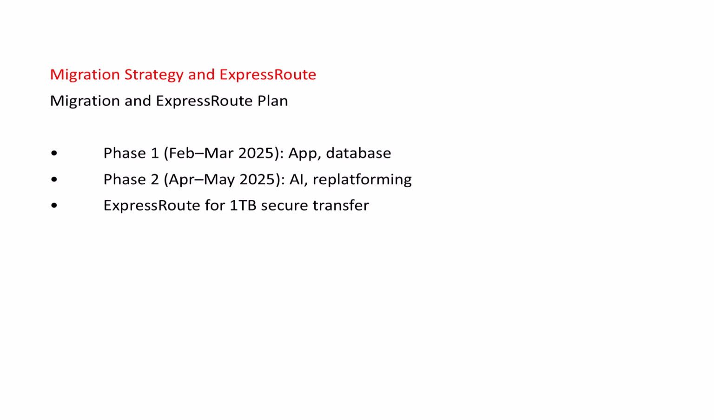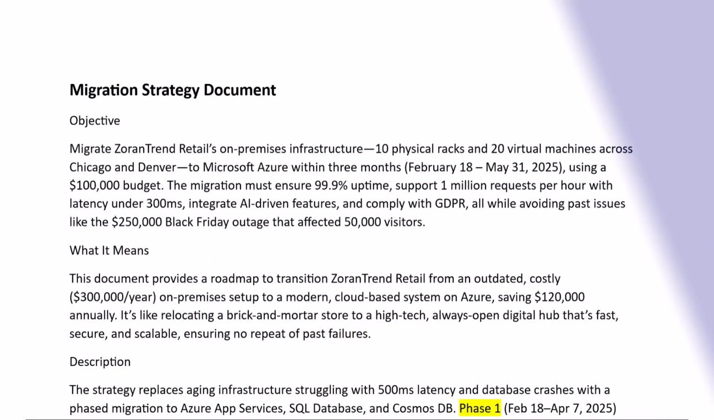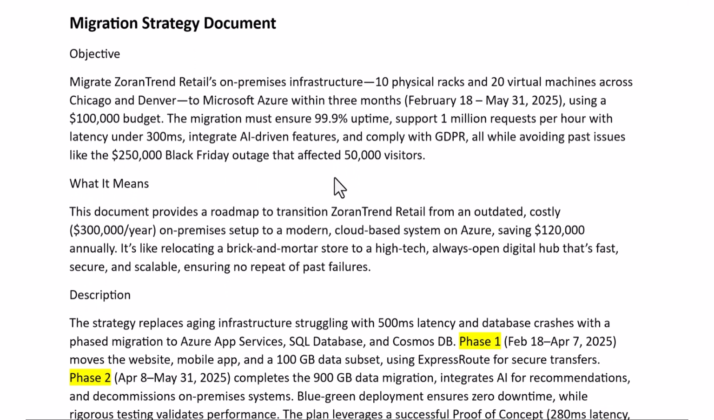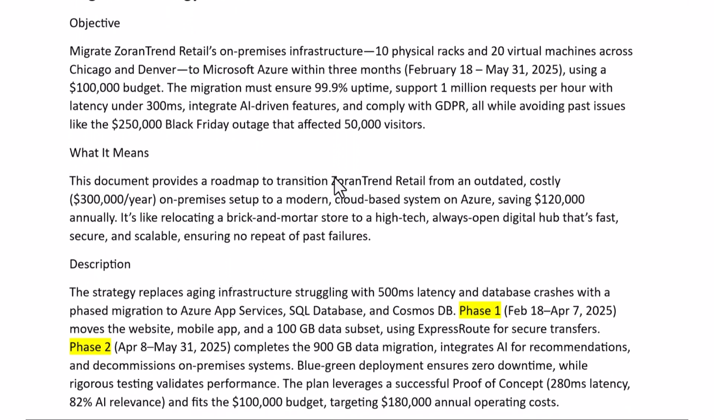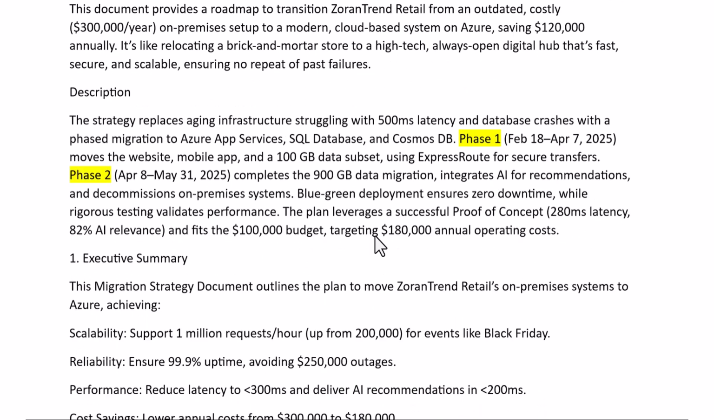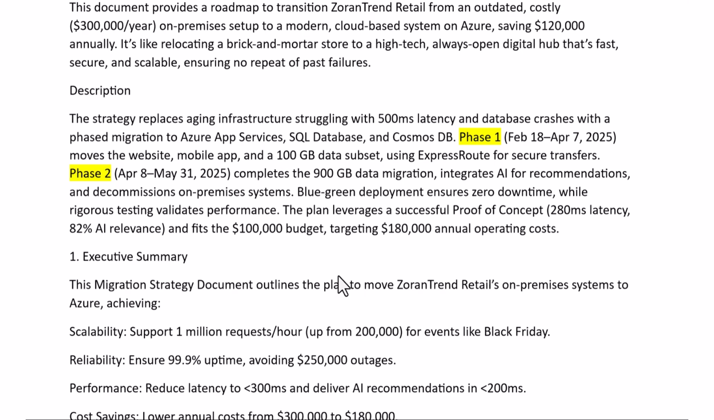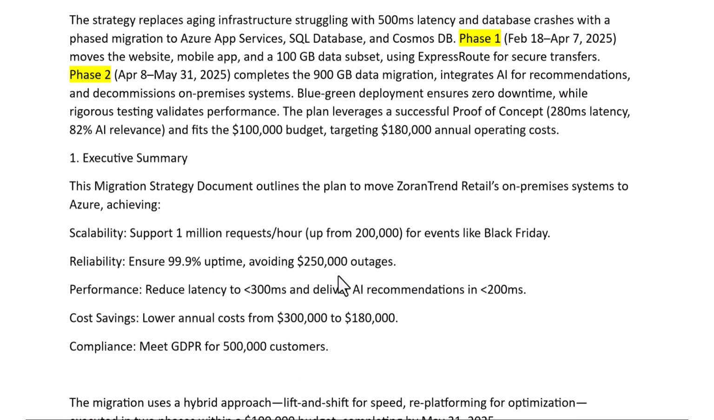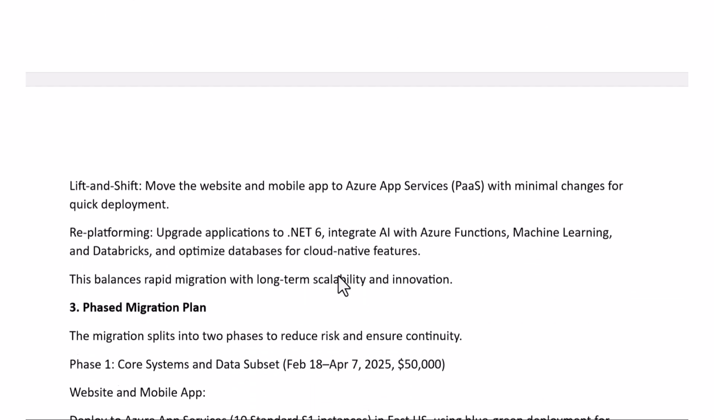This plans Zoran Trend Retail's transition from legacy systems to Azure in 2 phases for a rapid, cost-effective deployment by May 2025. Phase 1, February 18th to April 7th, 2025, migrates the application to App Services and the 1 terabyte database to SQL Database and Cosmos DB, using ExpressRoute at 1 gigabit per second for a transfer under 3 hours.